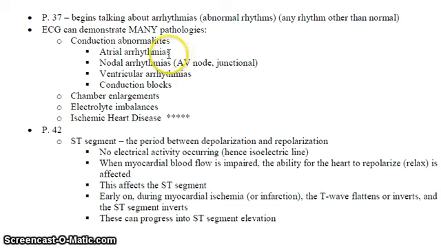The atrial arrhythmias could be atrial fibrillation. The nodal or junctional, the AV area or junctional area, is where your first, second, and third degree blocks occur. What that means is simply the signal doesn't get through. It's blocked. It literally gets blocked and doesn't get to go on through to the ventricles. Ventricular arrhythmias, of course, could be ventricular fibrillation or VTAC, tachycardia, and then again conduction blocks. And again, that's kind of referring back to these junctional blocks.